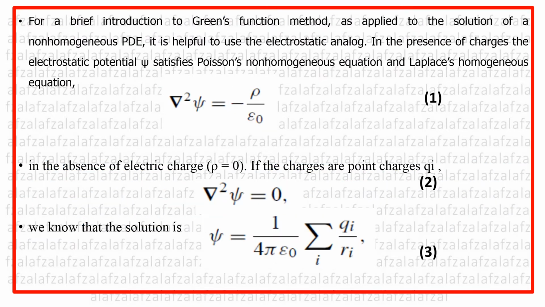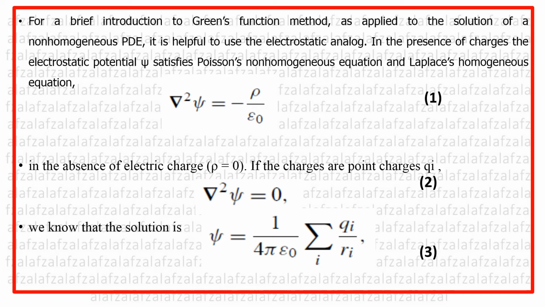Now as a brief introduction to the Green's function, let us apply this to the solution of a non-homogeneous partial differential equation like the electrostatic field. Now I am having an electrostatic potential psi. As we know, the non-homogeneous Poisson's equation is given by del square psi is equal to minus rho by epsilon 0. In the absence of electric charge, rho is equal to 0, del square psi is equal to 0. That means there is no source. If the source is there, it is del square psi is minus rho by epsilon 0. We know that the solution is 1 by 4 pi epsilon 0 sigma qi by ri.